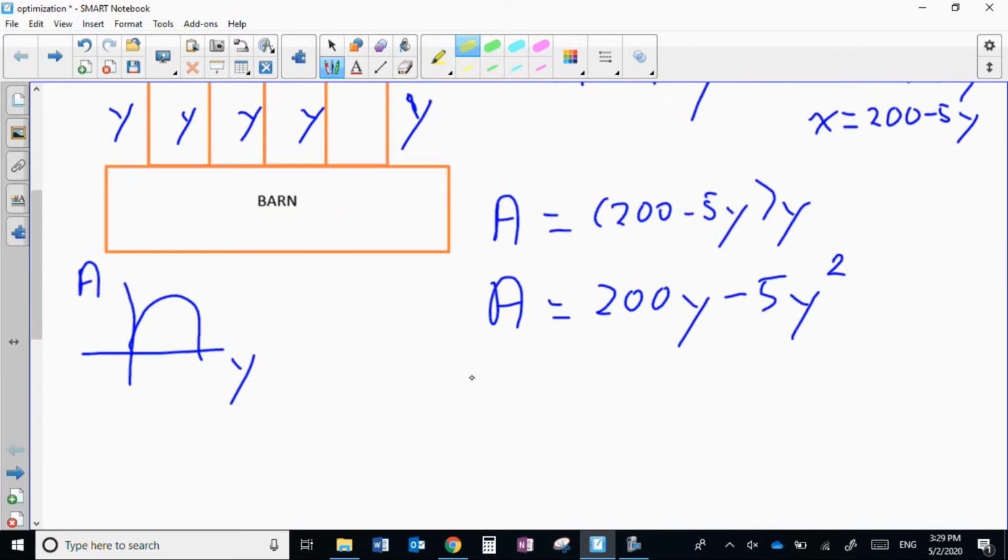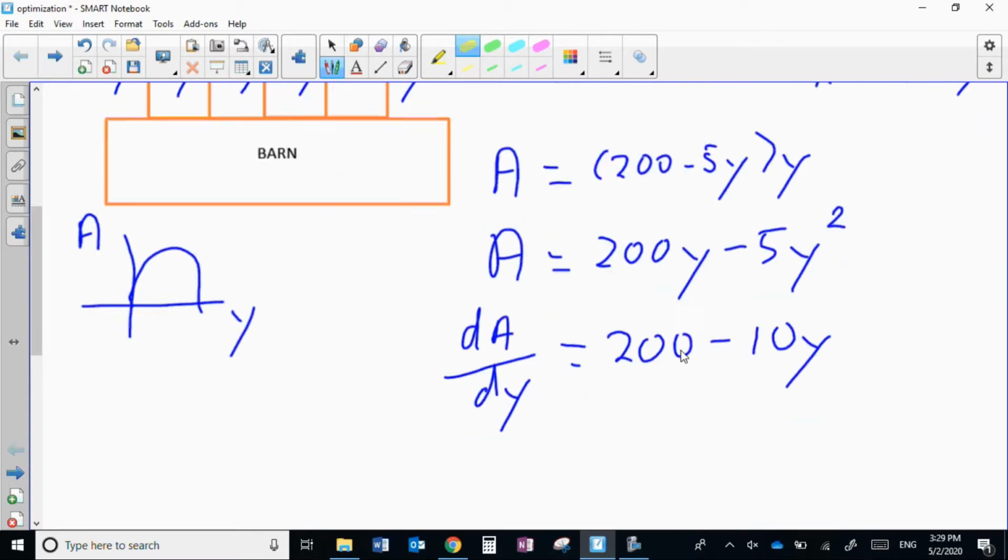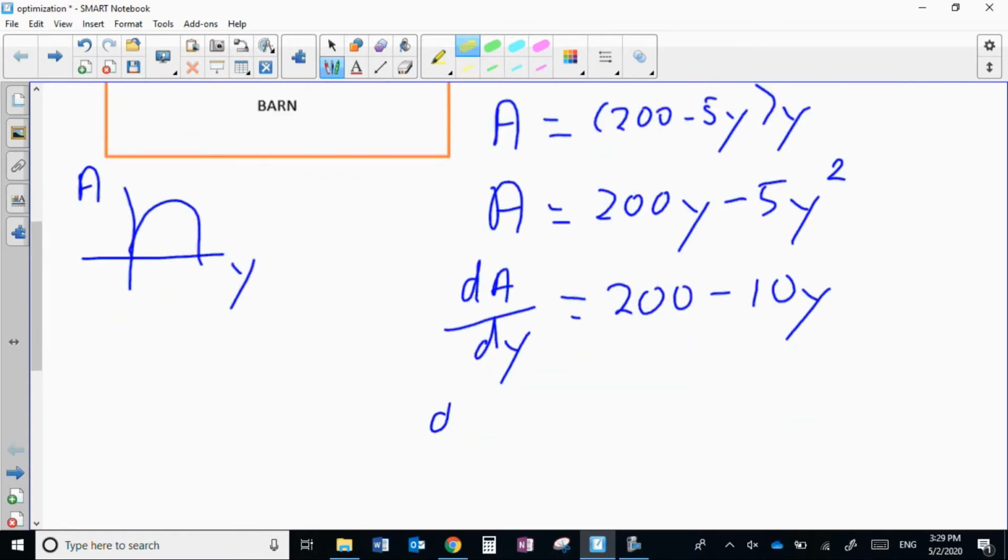So dA by dy is equal to 200 take away 10y. When is that equal to 0?